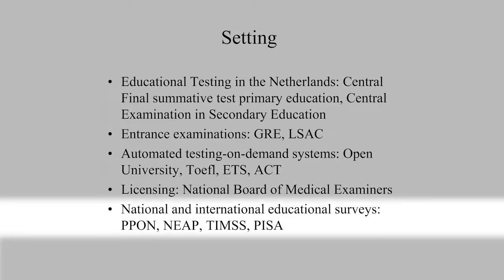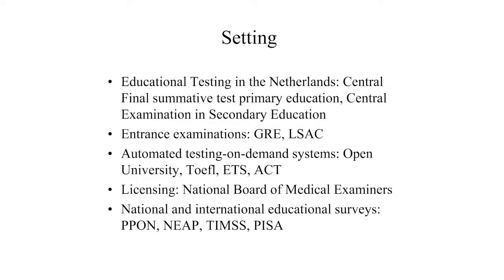And then a lot of our research focuses around large-scale educational surveys. These can be national or international. For instance, in the Netherlands, we have PPON, which is a kind of survey that monitors over the years the level of education in the Netherlands. Comparable surveys are also done in America, like NAEP. And then we have the big international surveys, which are probably well known to you, like TIMSS and PISA.